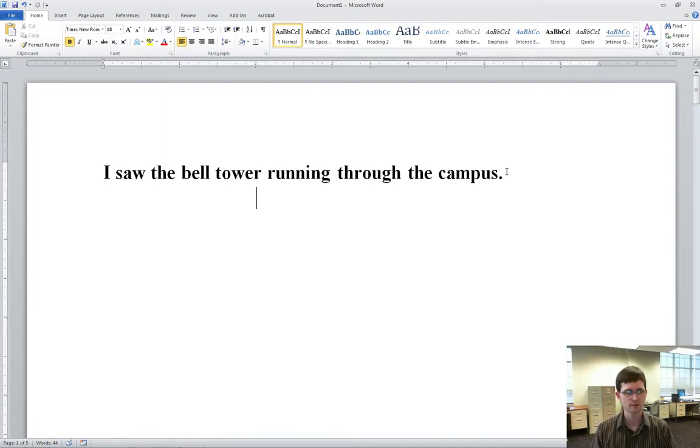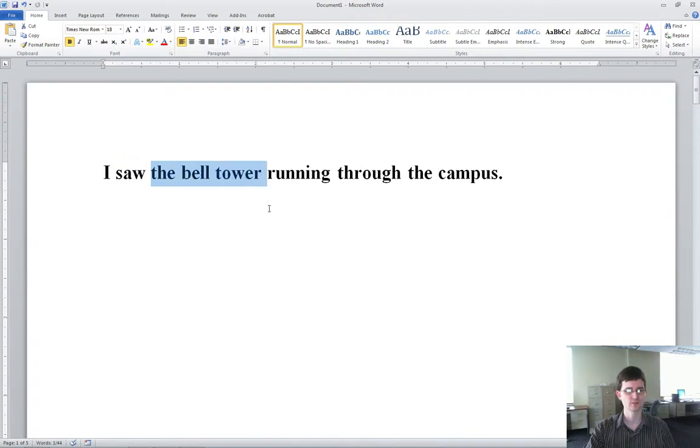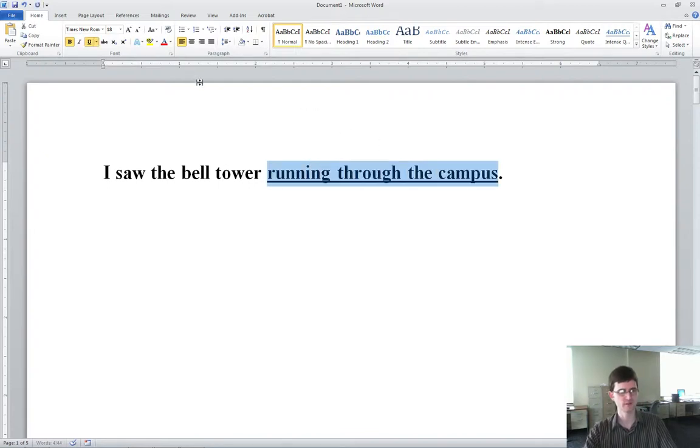For each sentence, I'm going to recommend you, as I show you the sentence, pause it until you see why it's silly. First, I saw the bell tower running through the campus. Now let's first start out by finding the modifying phrase. We're not talking about the subject or the verb. Here's the object of our verb. The part that describes something is right here, and we're going to underline it. Very good. This is our modifying phrase.